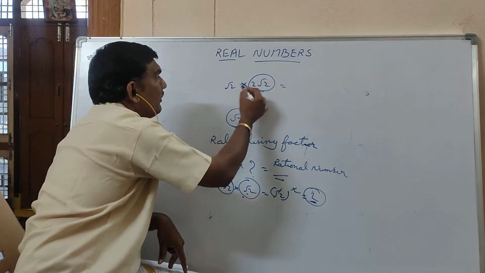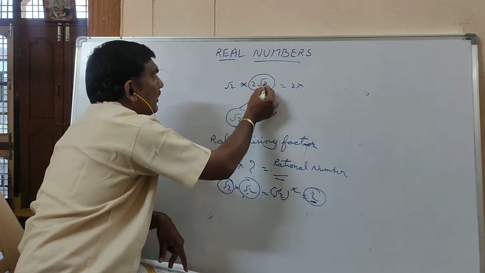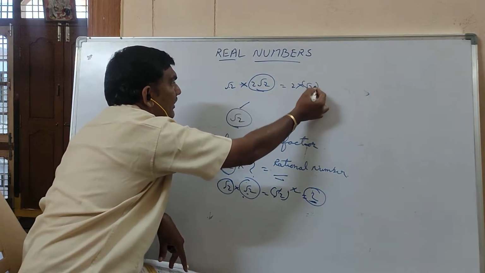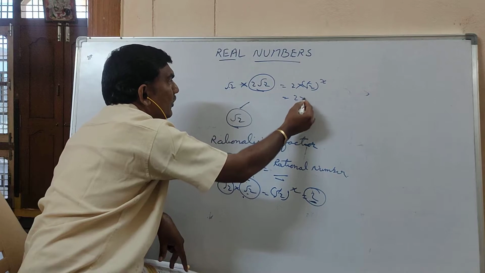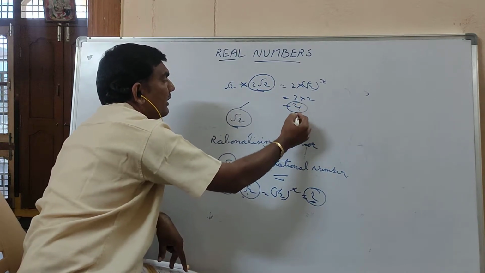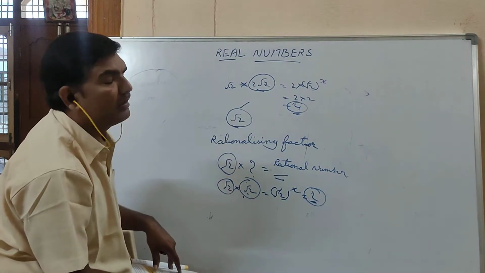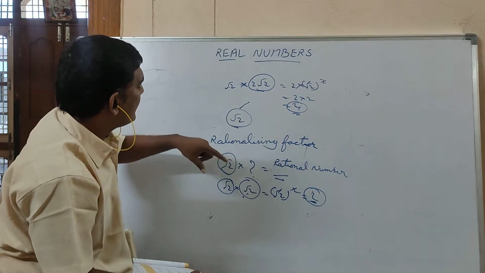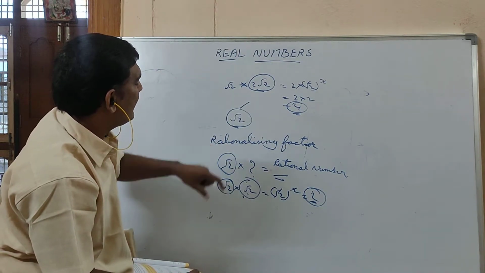Root 2 into 2 root 2. If you multiply, you are getting 2 again. Root 2 into root 2 is root 2 square. Square root cancelled. 2 into 2, 4. You got it. What is 4? Again a rational number.